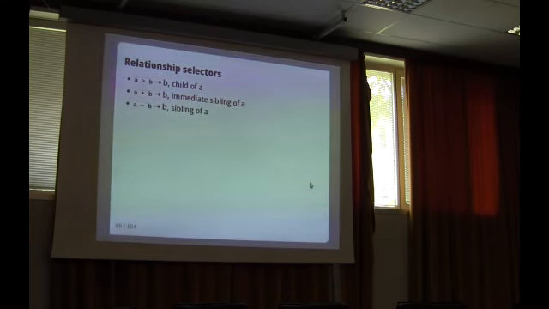A plus B selects the B which is an immediate sibling of A, and a tilde symbol, A ~ B, selects all B that are siblings of A. I remind you that two nodes are siblings if they share the same parent.